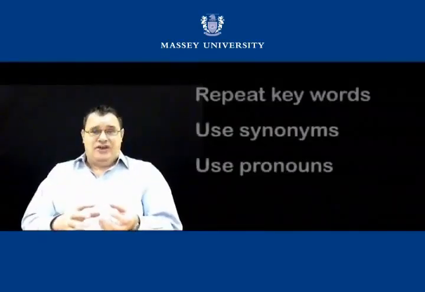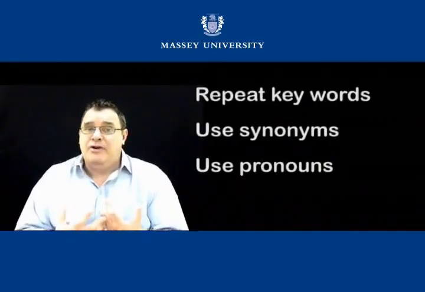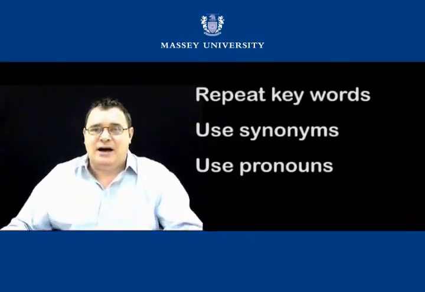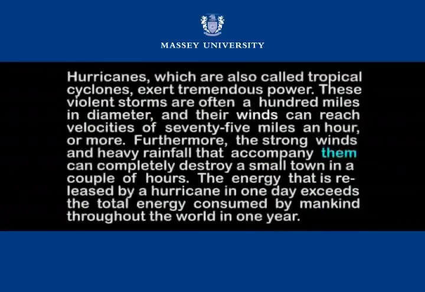The third way to achieve coherence is by using pronouns for already mentioned nouns in previous sentences. In our paragraph, we have them. Who are they? The Beach Boys? No, they're the Hurricanes. So here the pronouns are referring back to hurricanes again and building bridges between those sentences.